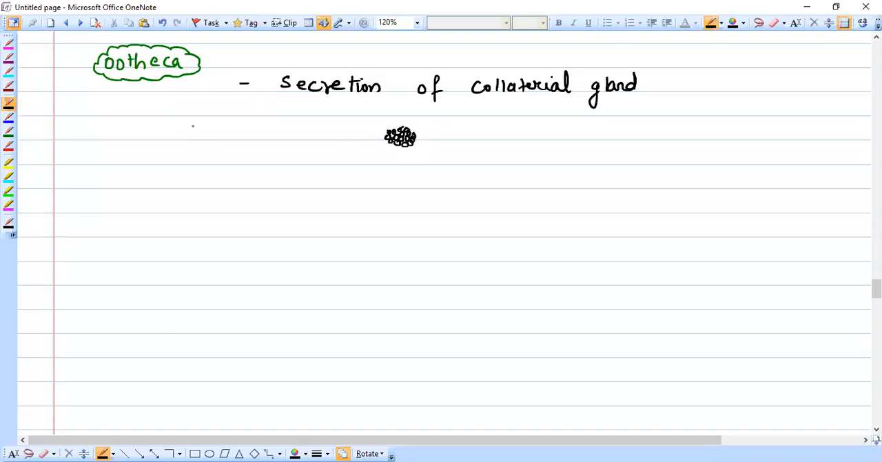Now that collateral gland will release the secretion. So it will form a brownish covering on it, this covering. This covering is provided only by the help of collateral gland. And inside this, what will be present? All the eggs will be present that will develop. So this structure that you can see is called Uthika. So logically, Uthika is a capsule basically.